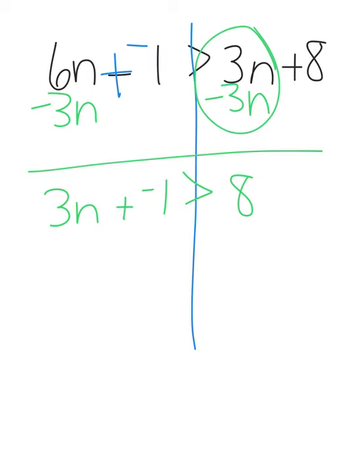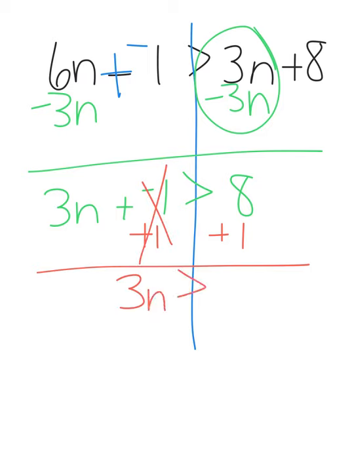Now we got our terms together. We got those that have the same letter. So we moved our 3n to get our 6n minus 3n, get those terms together. So now the opposite of minus 1 would be to add 1. Whatever we do to one side, we want to do to the other. We're left with 3n is greater than 9.